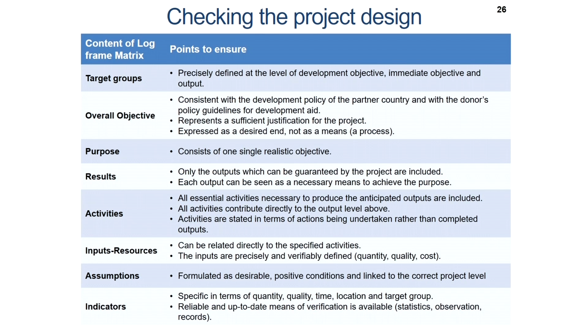With regard to purpose, it consists of one single realistic objective. Results: only the outputs which can be guaranteed by the project are included. Each output can be seen as a necessary means to achieve the purpose. With regard to activities, all essential activities necessary to produce the anticipated outputs are included. Input resources: the inputs are precisely and verifiably defined. Assumptions are formulated as desirable positive conditions and linked to the correct project level, and indicators are specific in terms of quantity, quality, time, location and target group.